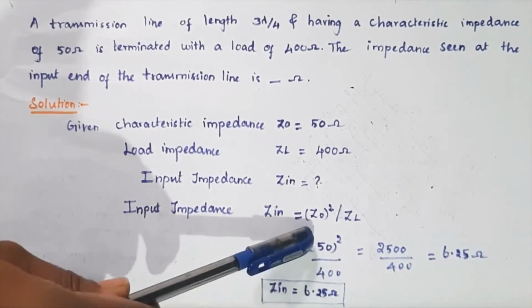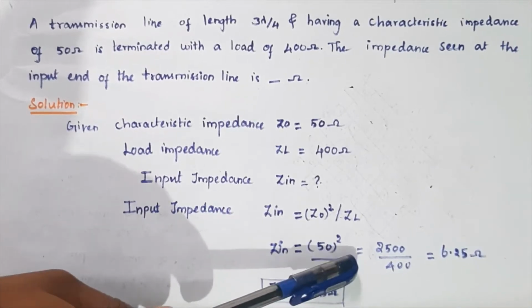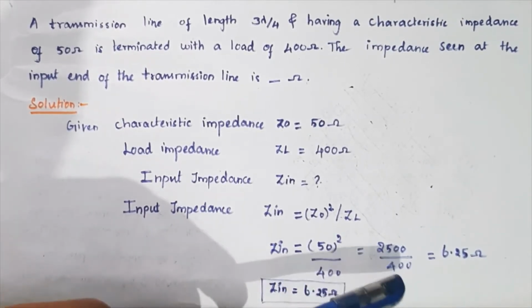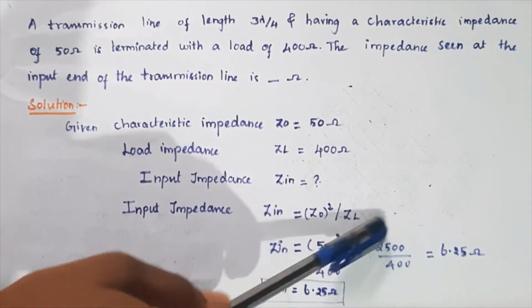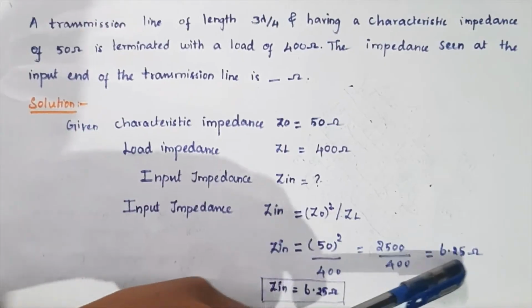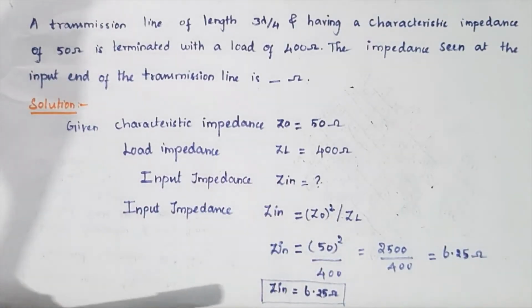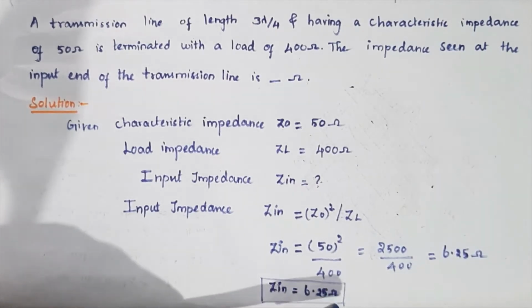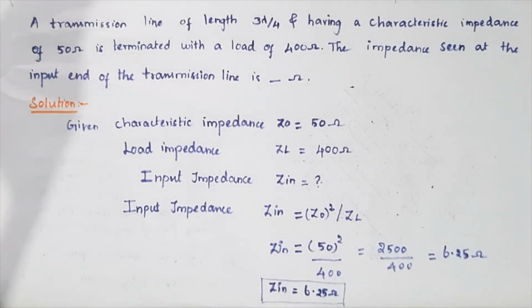By solving this equation we get 2500 divided by 400. Finally, after solving this we get 6.25 ohm. So this is the answer for input impedance. Therefore Zin is equal to 6.25. This is the answer for this problem.